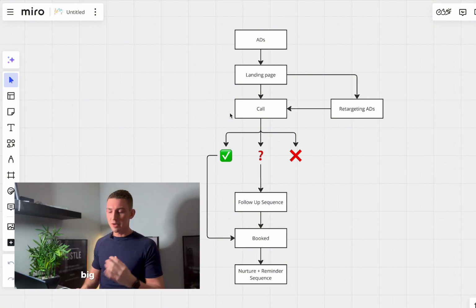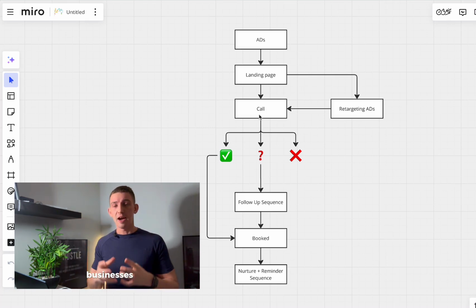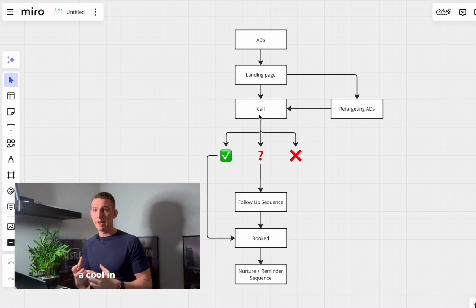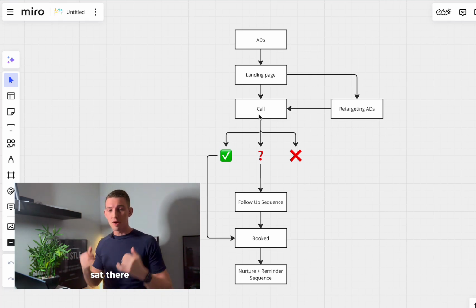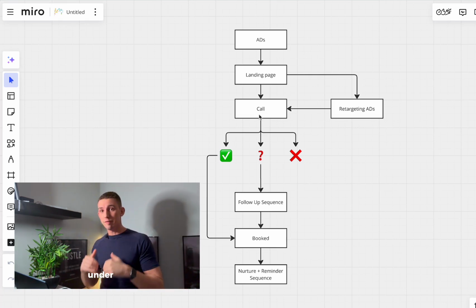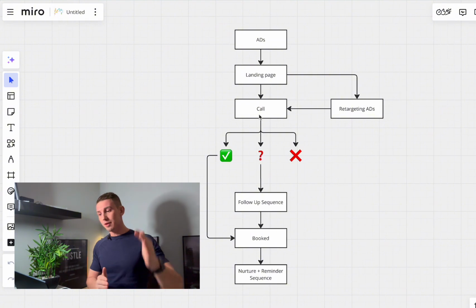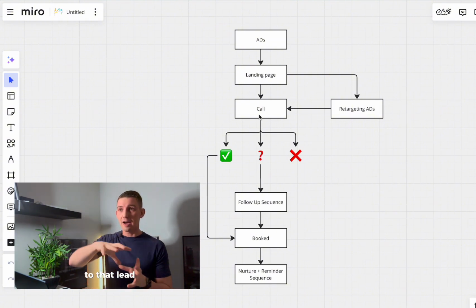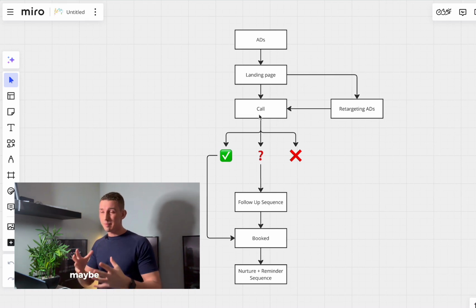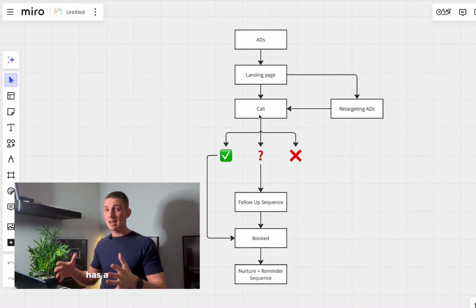But the big one that I see most of the time is this appointment setting. Most businesses haven't got a call in place. They haven't got someone sat there ready to call this lead in under 5 minutes. And that's a big thing, right? The chances of you actually getting through to that lead after 5, maybe 10 minutes, but mainly 5 minutes has elapsed, just fall significantly. It just falls off a cliff, right?